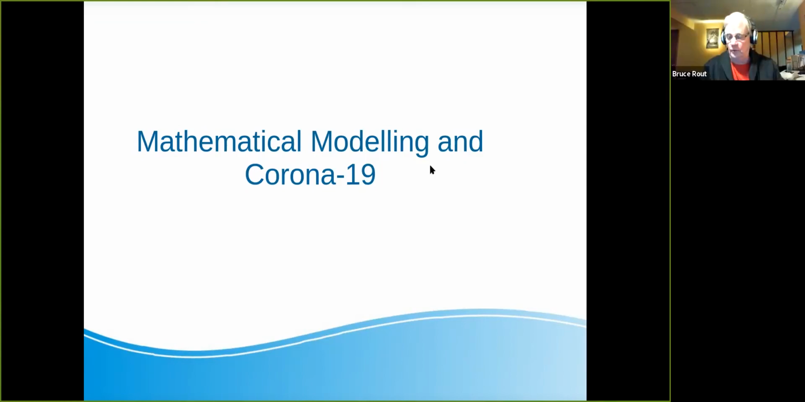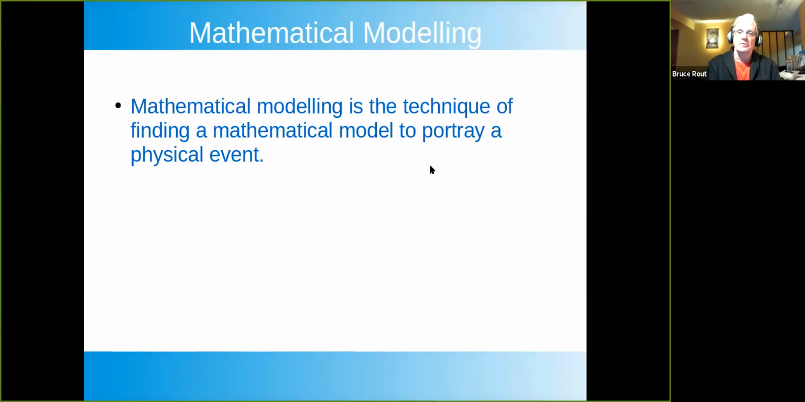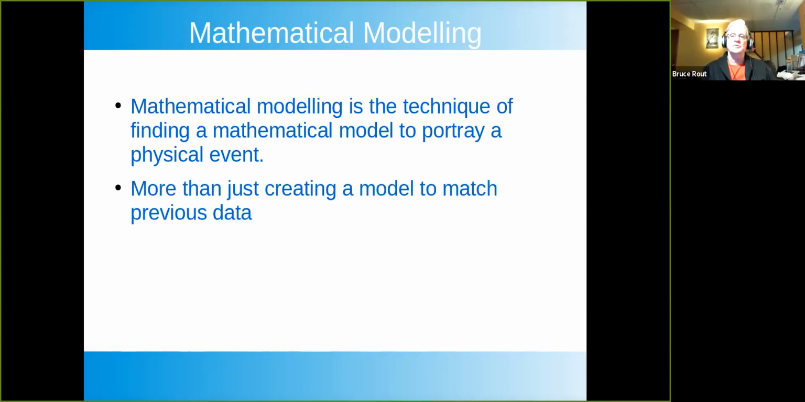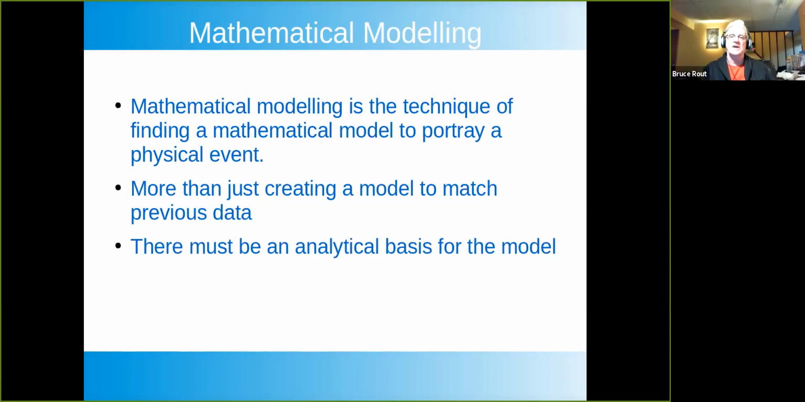Mathematically modeling COVID-19. So mathematical modeling is the technique of finding a mathematical model to portray a physical event. So it's more than just creating a model to match previous data. For example, there has to be an analytical basis for the model, so it'll be useful, so we can play and tweak with things that actually have some bearing on reality.